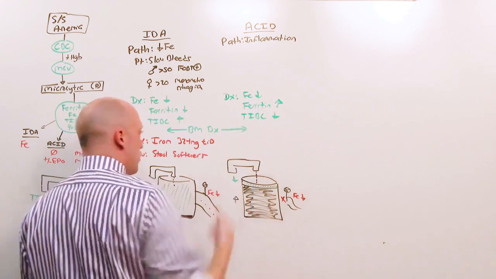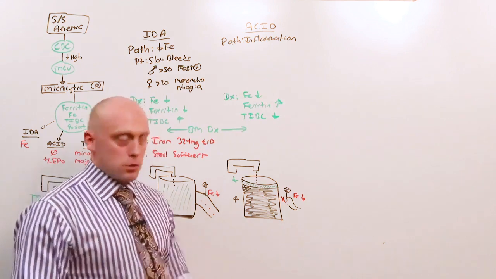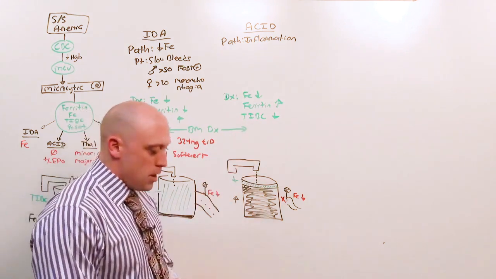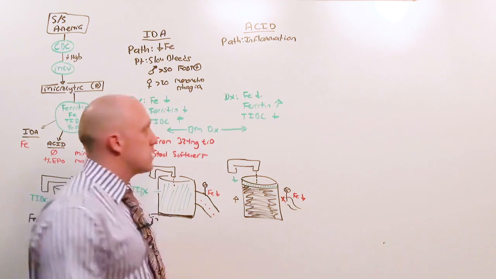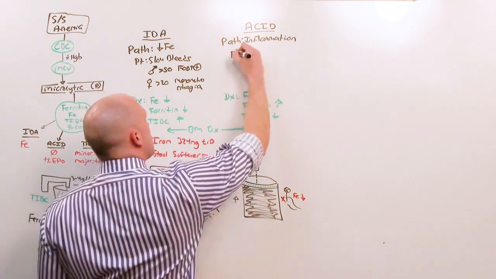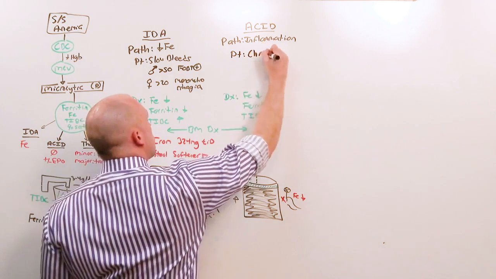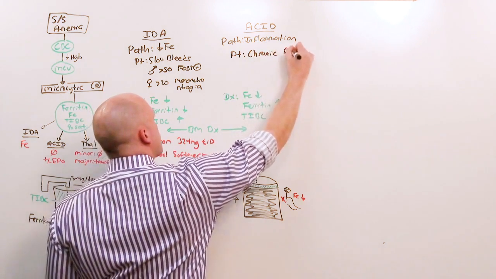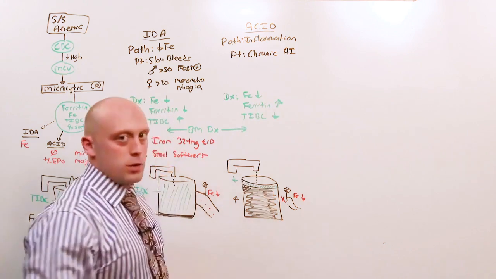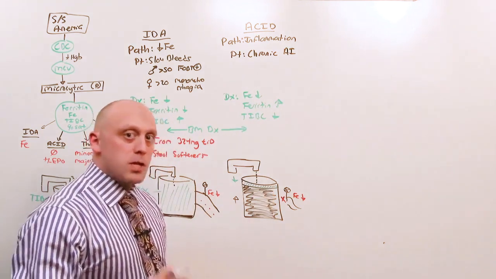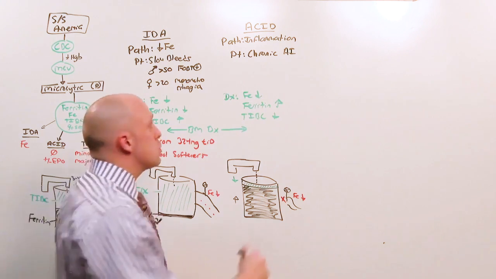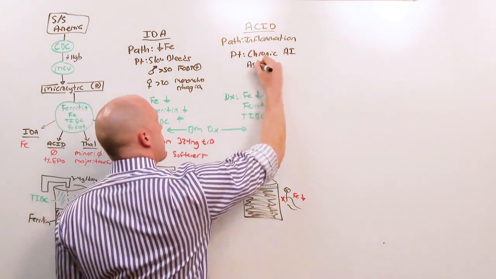Of course, you can get a bone marrow biopsy, but don't do that. That's cruel. You can diagnose it based on labs. And the person you're going to see this in is going to have chronic inflammatory disease, something autoimmune like lupus or rheumatoid arthritis. And the person, in regards to the anemia, is usually asymptomatic.